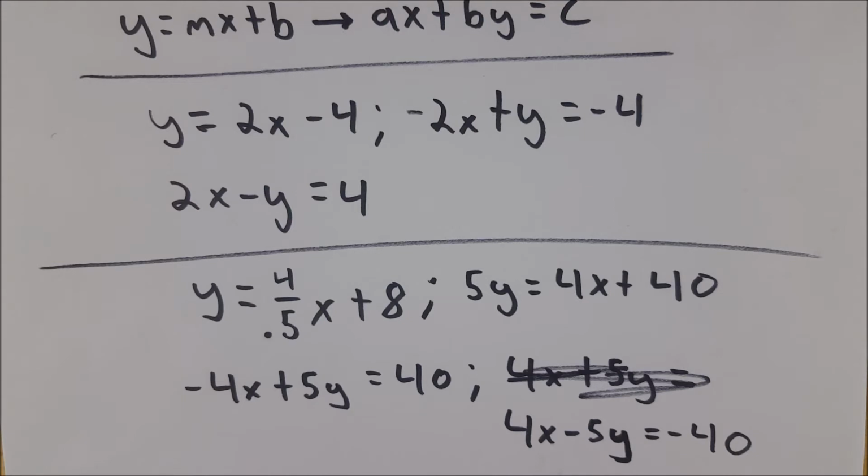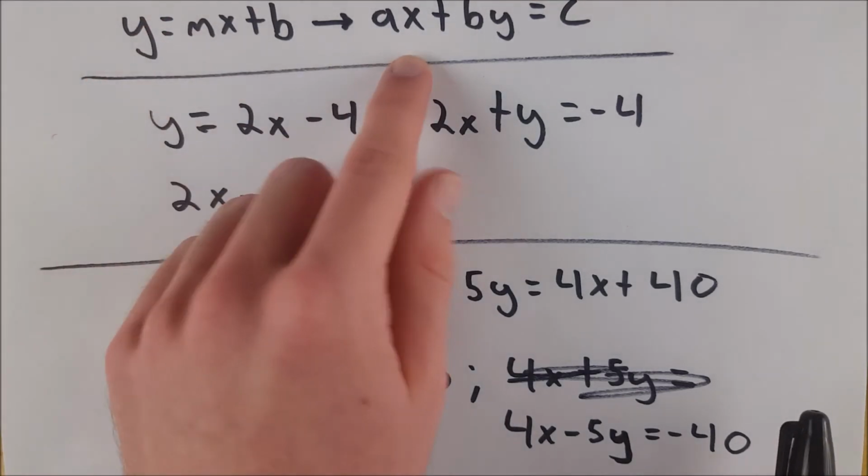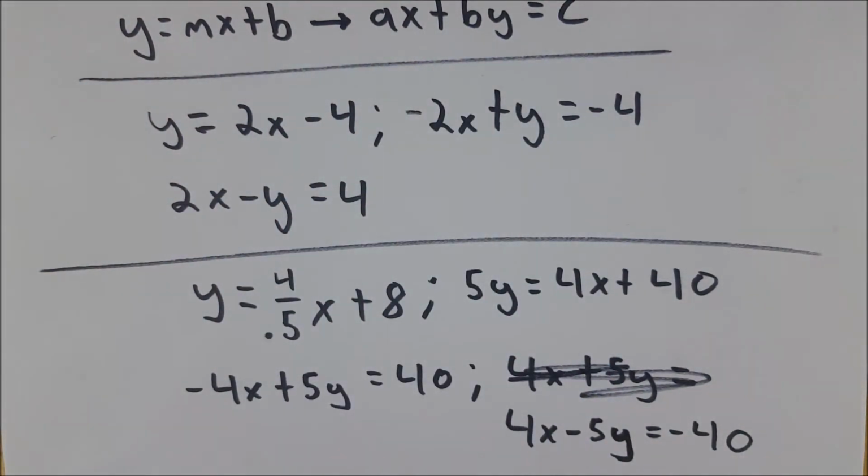In any event, I hope this video helped you understand how to go from slope-intercept form to standard form of a line. It's pretty straightforward. It's pretty much the same thing no matter what line you've got. Sometimes you might have to deal with some fractions. Sometimes you might not have to multiply by a negative 1. It all depends. But as a whole, it's pretty simple, pretty straightforward.